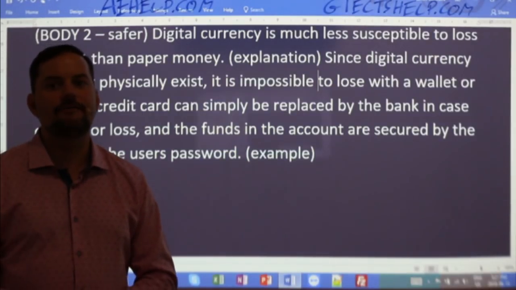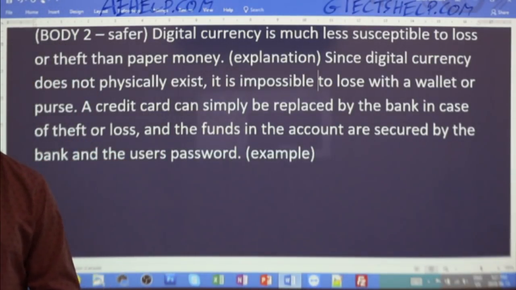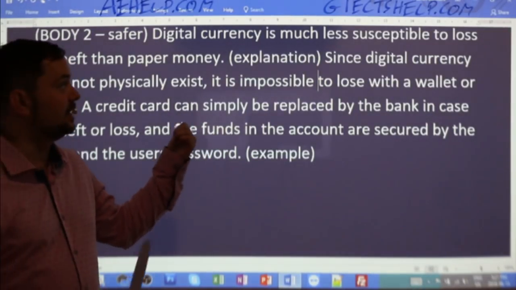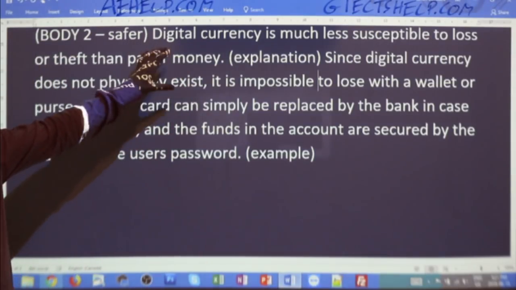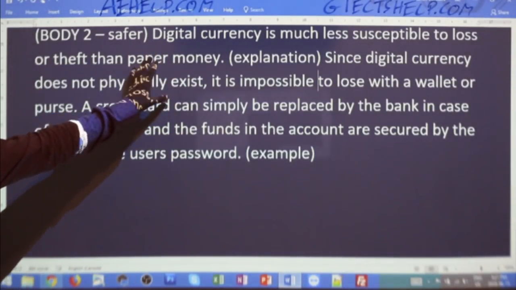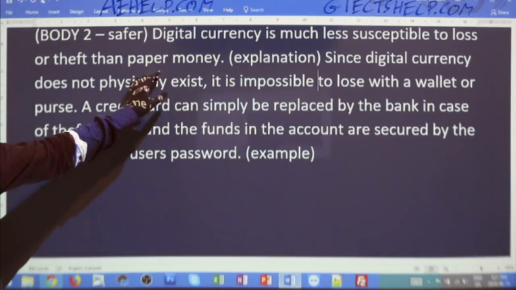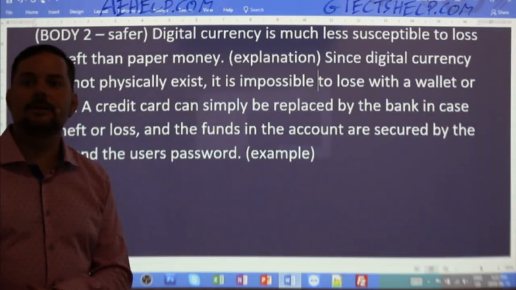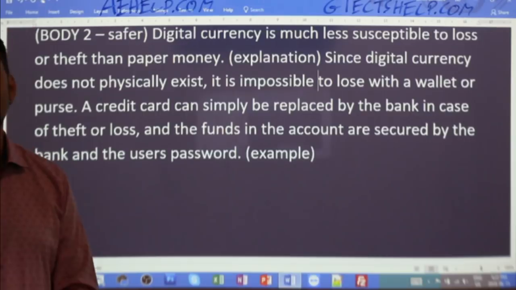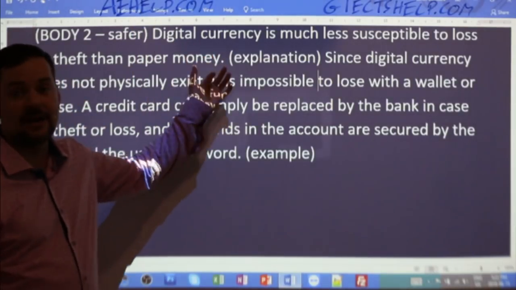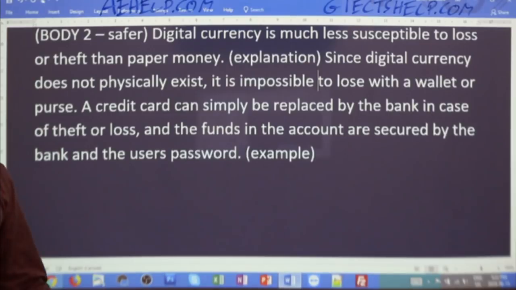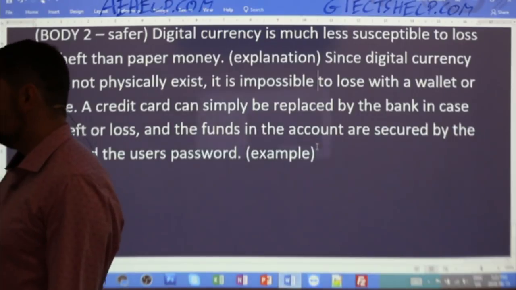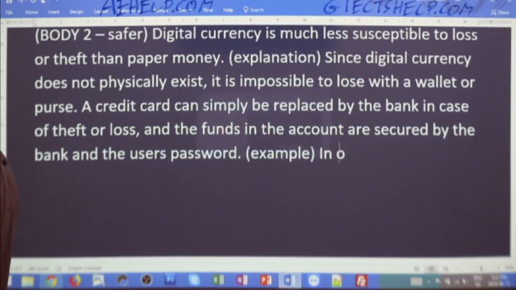Baljeet, that would be good for body paragraph 1 for being convenient, but I wouldn't use it for safe. Your example should be indicative of your key point. Your key point here is safety. It's not convenience. That example, Baljeet, would go into body paragraph 1. Okay, Amar Wadi, again, that example is for body paragraph 1, not for body paragraph 2. Body paragraph 2 is about safety. Think simple, girls and guys. Think simple.